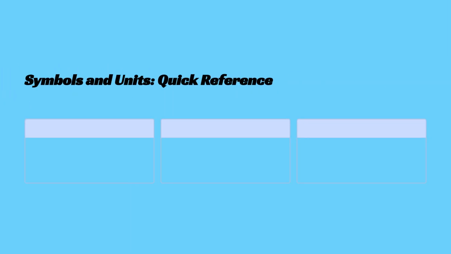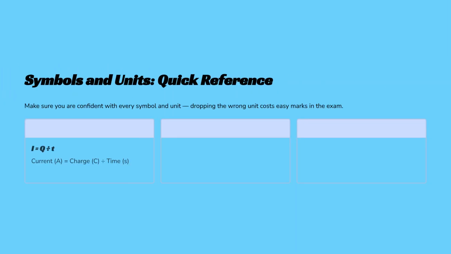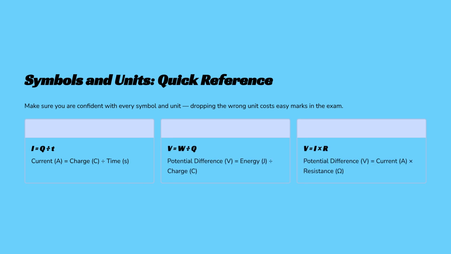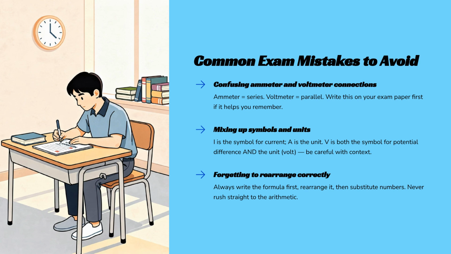Keep this quick reference guide for formulas in mind. I is charge divided by time, V is energy divided by charge, and V is current times resistance. Confidence with these will serve you well. To wrap up, avoid common mistakes. Don't confuse connection types. Be precise with symbols versus units, and always show your work by writing the formula before rearranging it. Good luck with your studies.